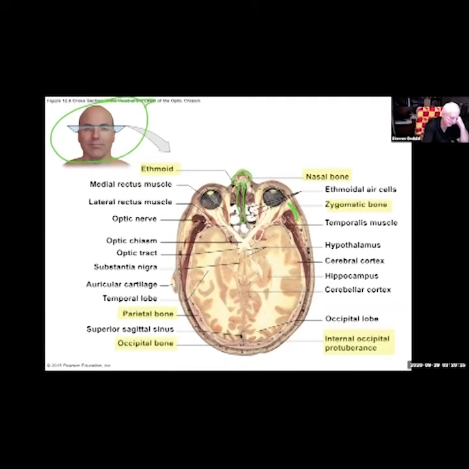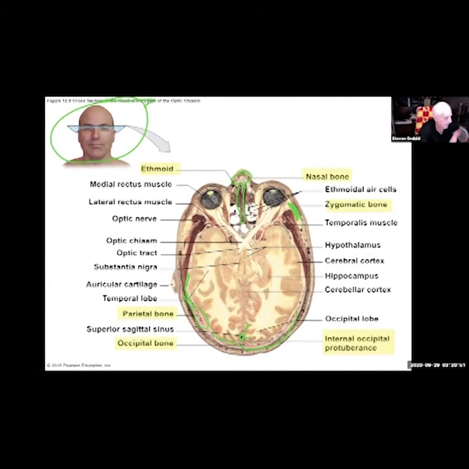This is the occipital bone, all the way in the back here. This is the internal occipital protuberance. That's where it juts inwards. Remember, there's an external occipital protuberance, where the bone pushes out, and there's an internal occipital protuberance, where the bone pushes in. And the side at this level where it's taken is the parietal bone right here.